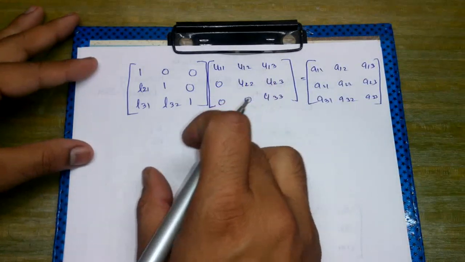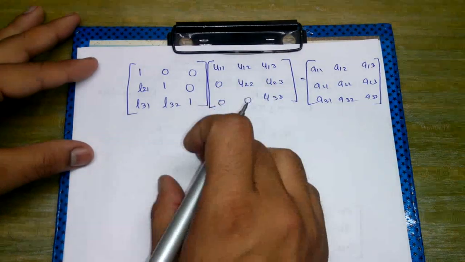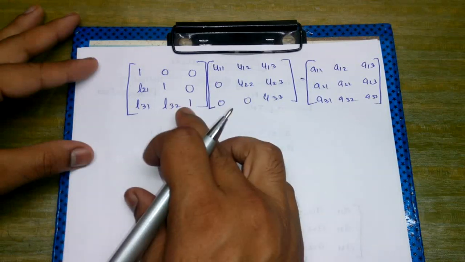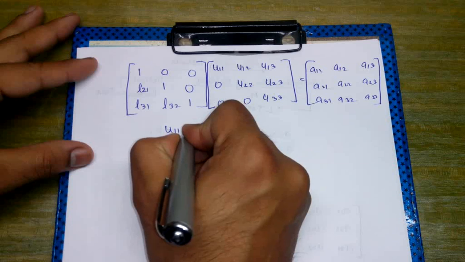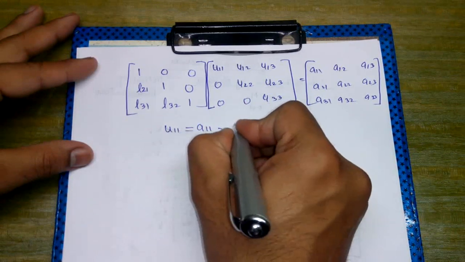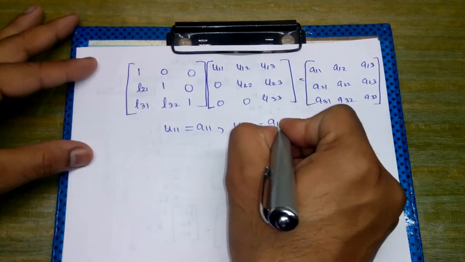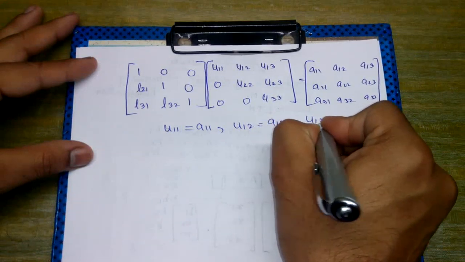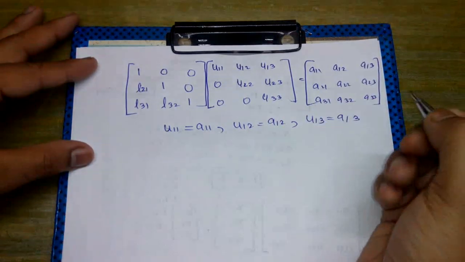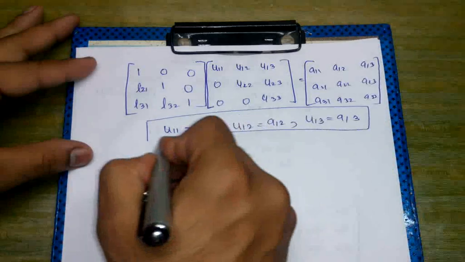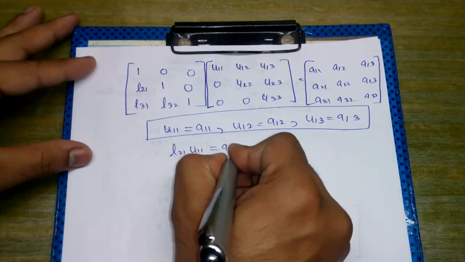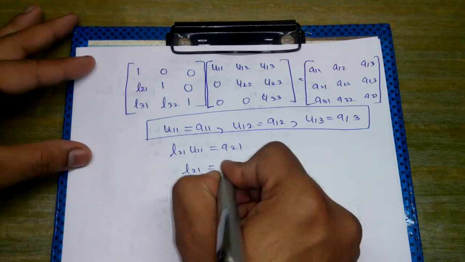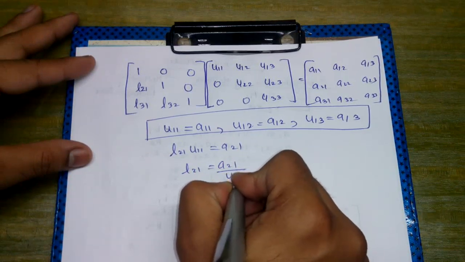Okay, so from these equations we will multiply the matrices on the left and equate the corresponding elements on both sides. We will obtain u11 equals a11, u12 equals a12, u13 equals a13. Ye hume directly mil jayega. Fir uske baad l21 u11 is equals to a21, so yahan se l21 ki value nikal aayegi, a21 upon u11.